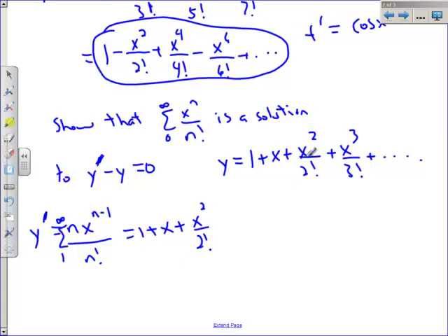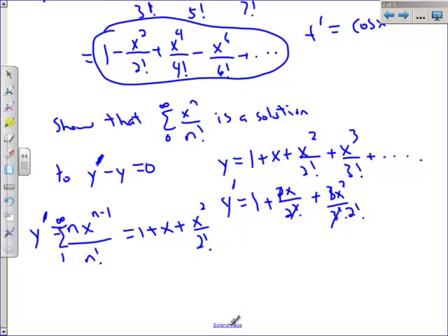Now, another way to get this is over here I could actually term by term take the derivatives. The derivative of 1 is 0. I'm not even going to write that down. The derivative of x is 1. The derivative of x squared over 2 factorial is 2x over 2 factorial, and those things cancel. And then the derivative of the x cubed is 3x squared over 3 factorial, and that 3 cancels with my 3 factorial and leaves me with a 2 factorial.